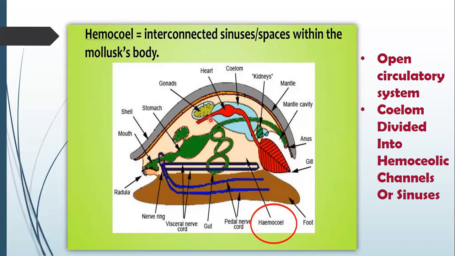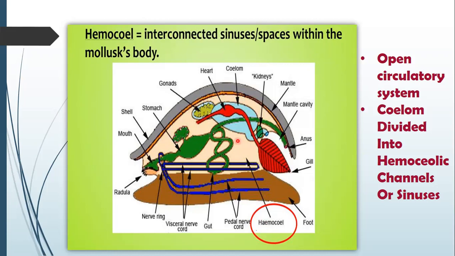Okay, this vessel is called the aorta, right? This is the heart. The heart pumps the blood to the whole body, and that space, the cavity, is called the hemocoel. The word coel means cavity. Hemocoel means the cavity through which the blood can pass. Also, this organism does not have any blood vessels, and they have an open circulatory system.